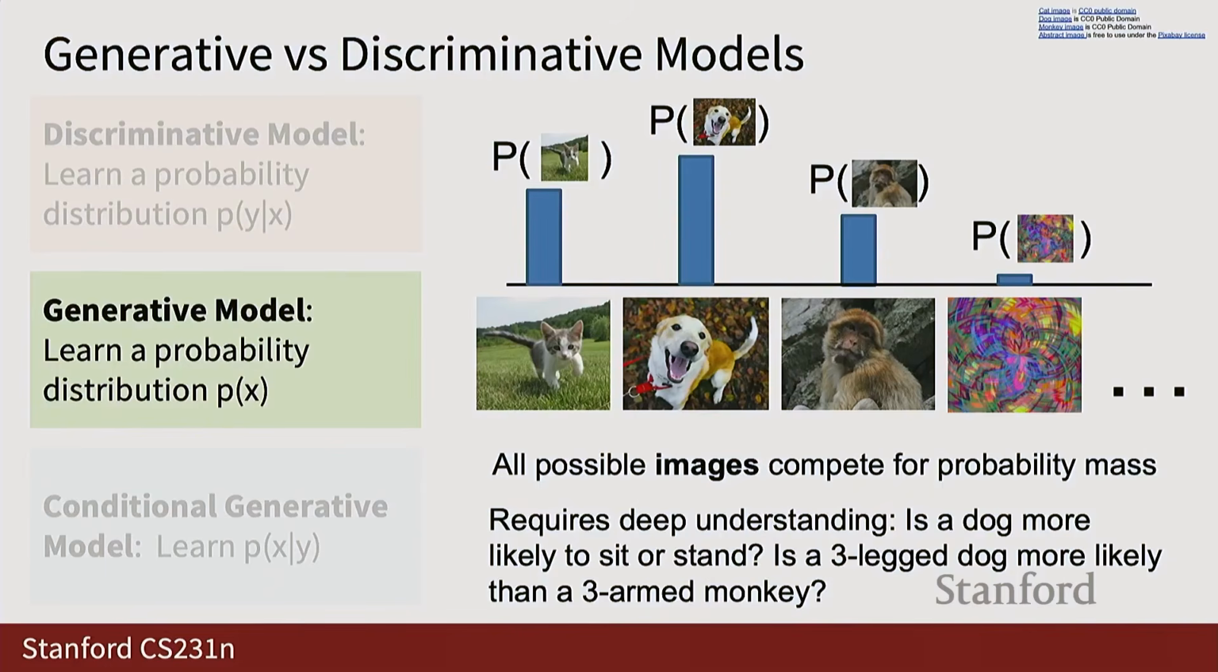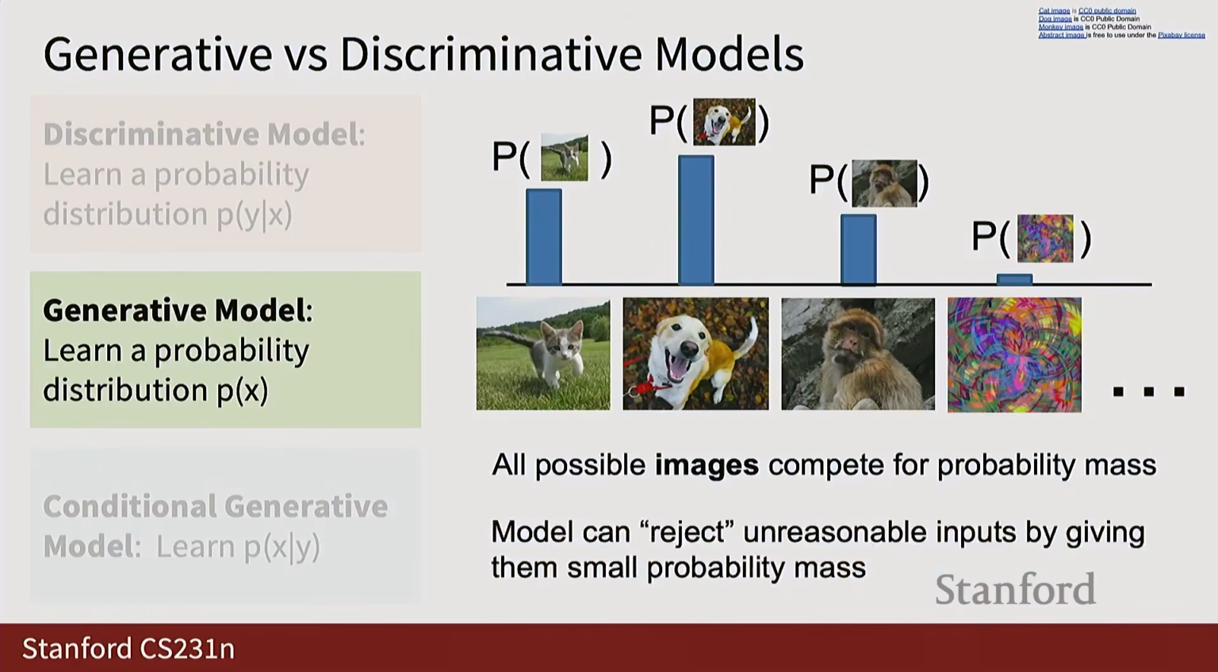So once you're in this regime of all possible images competing for probability mass, now your model really needs to think very carefully about the kinds of structure that can exist in the data. And it becomes a much, much harder problem to solve. And another interesting thing here is that now with a generative model, the model does have the capacity to basically say, no, this is not a reasonable image.